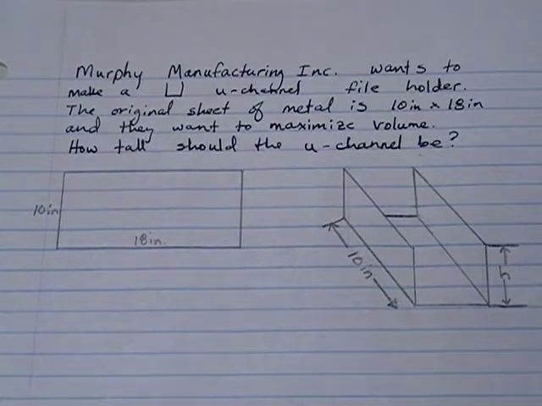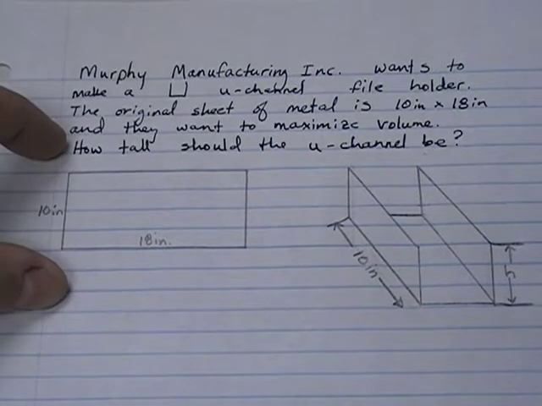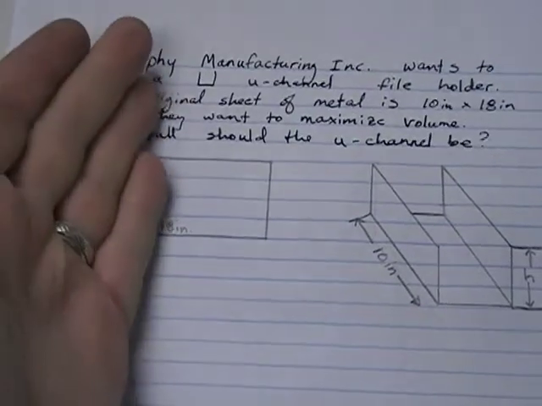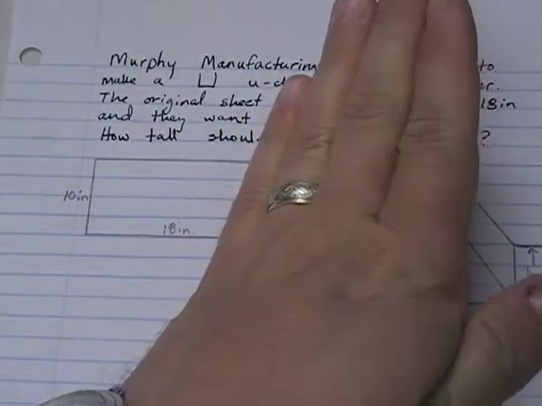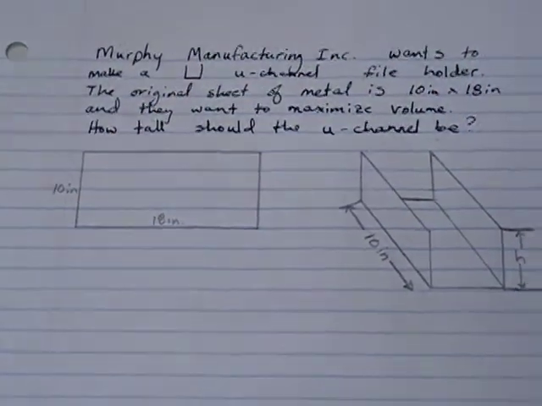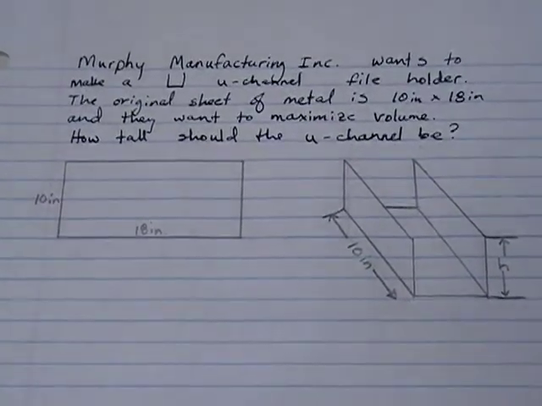Murphy Manufacturing Incorporated wants to make a U-channel file holder. The original sheet of metal is 10 inches by 18 inches, and they want to maximize the volume that the channel can hold. How tall should the U-channel be? So what we're saying is the channel depth of 10 inches is set, and we're going to bend it in this direction here and this direction here so that we can find a maximum volume that this channel can hold.